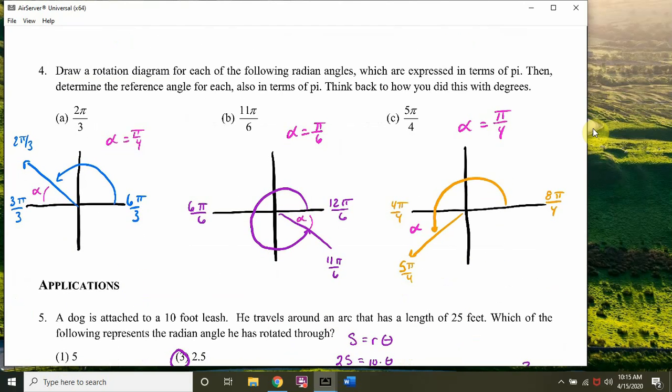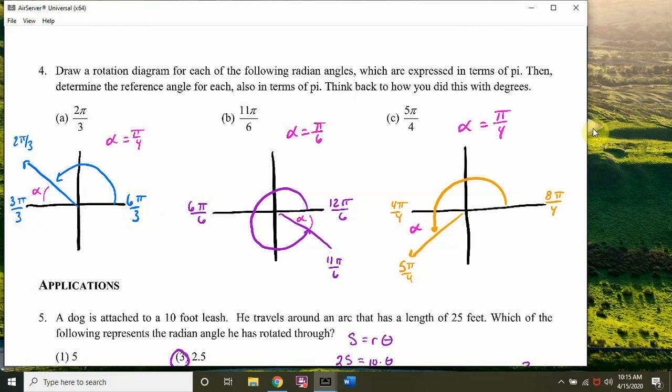Now for number 4, there wasn't one like this in the lesson, but let's take a look at these. In part A, we want the reference angle for 2 pi over 3 radians. Remember, 1 pi is over here and 2 pi is over here. So I look at the given denominator and write 1 pi and 2 pi in terms of the common denominator. So 1 pi I could write as 3 pi over 3, and 2 pi as 6 pi over 3.